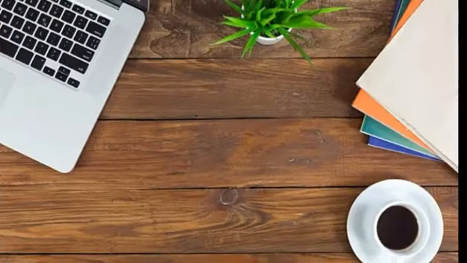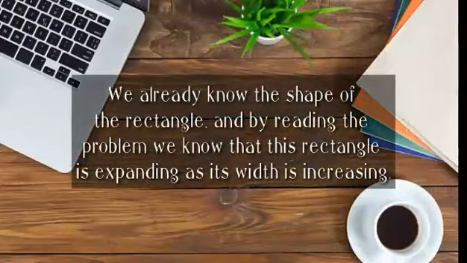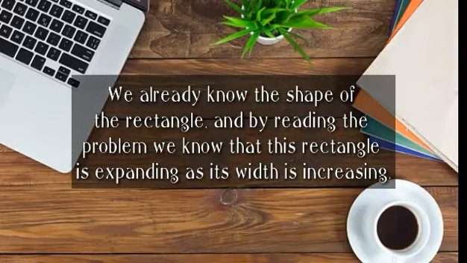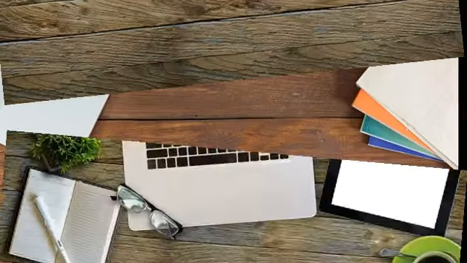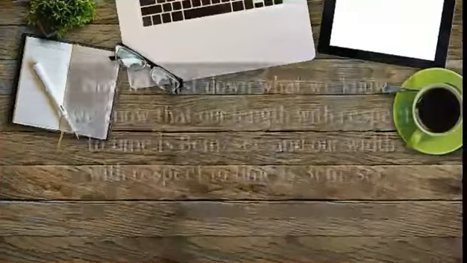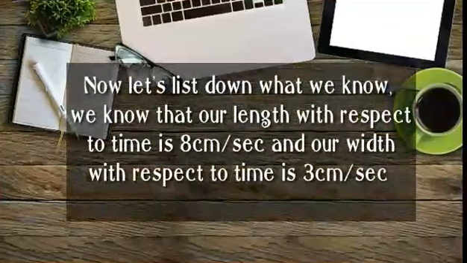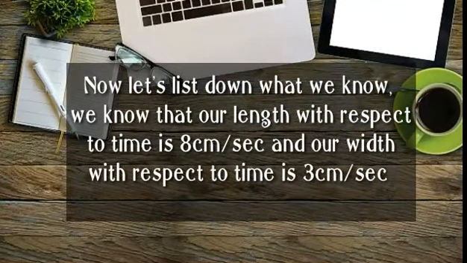First, let's imagine what's happening. We already know the shape of the rectangle, and by reading the problem, we know that this rectangle is expanding as its length and width are increasing. Now, let's list down what we know. We know that our length with respect to time is 8 cm per second, and our width with respect to time is 3 cm per second.